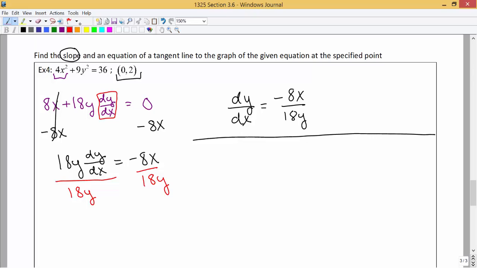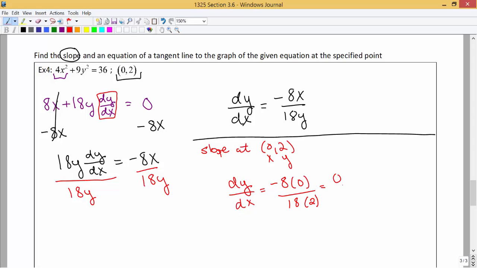Now we want to find the actual slope at this point (0, 2). So the slope at (0, 2), this is the x value and the y value of the point. So to find the slope, change in y with respect to change in x, we are going to plug in the 0 in place of x in the equation. So that's negative 8 times 0 divided by 18 times the y value of the point that we are given. So we're going to plug in the 2. So that gives us 0 over 36, which of course is just 0. So this is the slope at that x value.